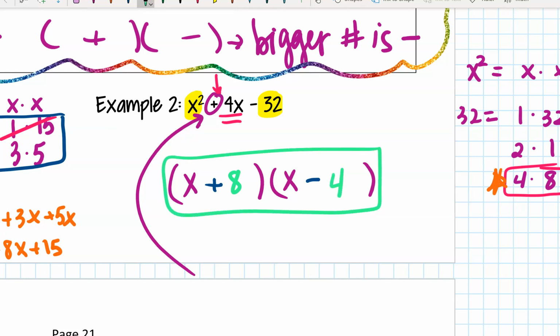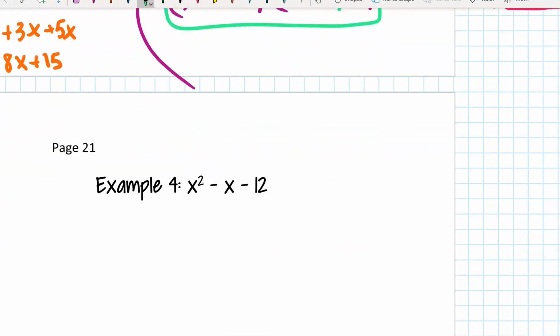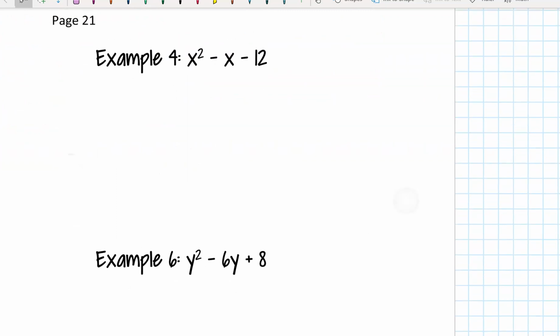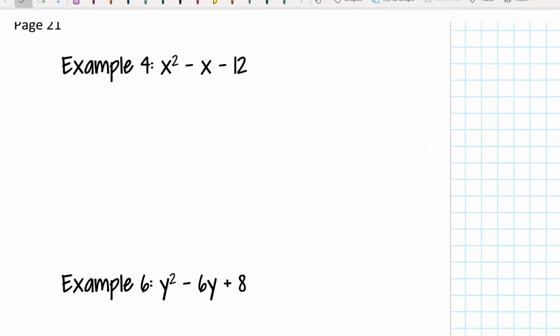Okay, so let's go to the next page and take a look at another example. I want to do example 4, because it's a little different than what we've done. So for example 4, we have x squared minus x minus 12. So again, I know because it's a trinomial, I'm going to be using my two binomials to break it apart.